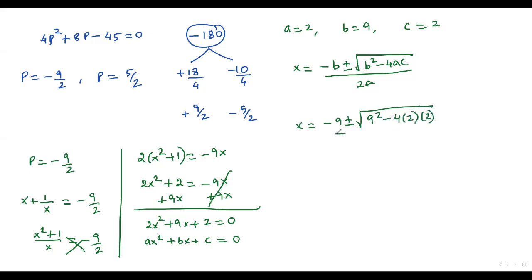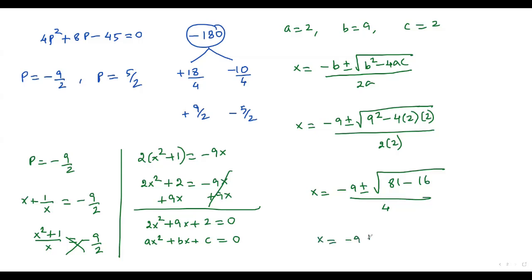Then we get 2 times the value of a, which is 2. Then we get x equals negative 9 plus or minus the square root of 9 squared, which is 81, minus 4 times 2 is 8, 8 times 2 is 16, divided by 4. Then we get x equals negative 9 plus or minus the square root of 65 over 4. Okay, now just simplify everything. So then we got x equals negative 9 plus or minus the square root of 65 over 4.